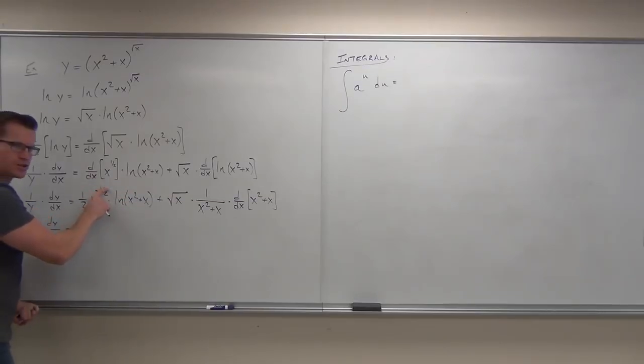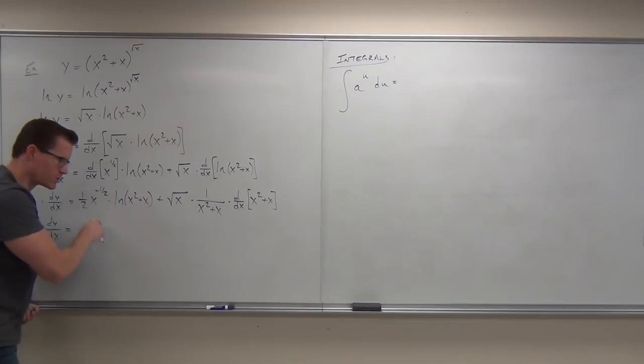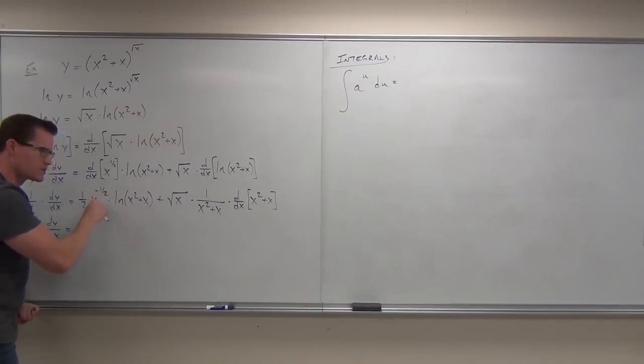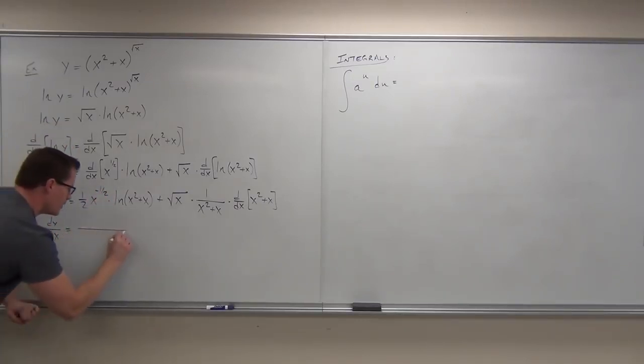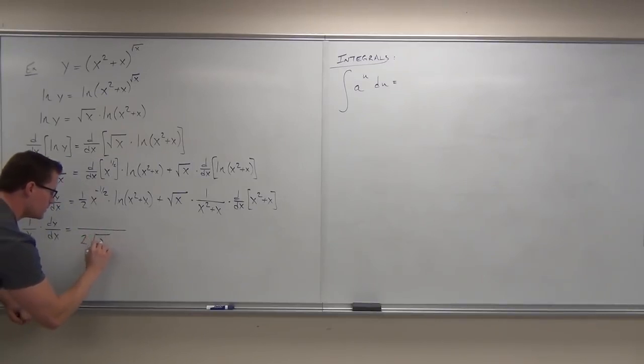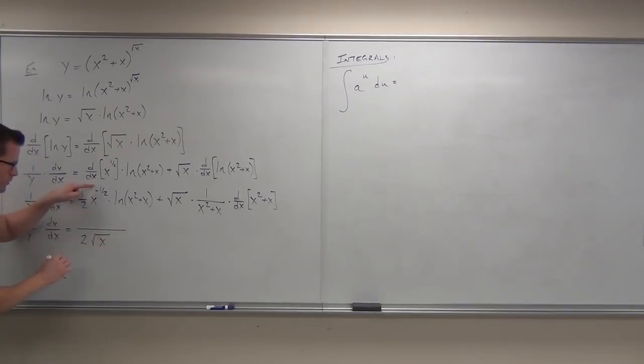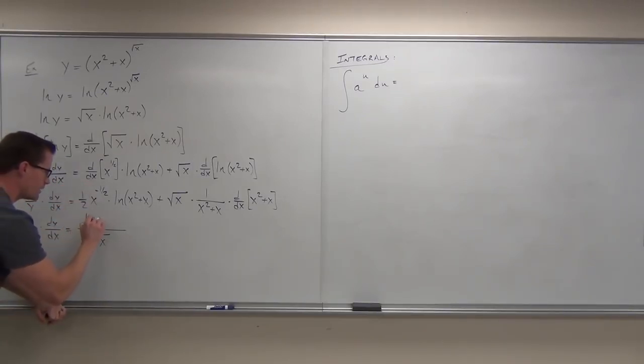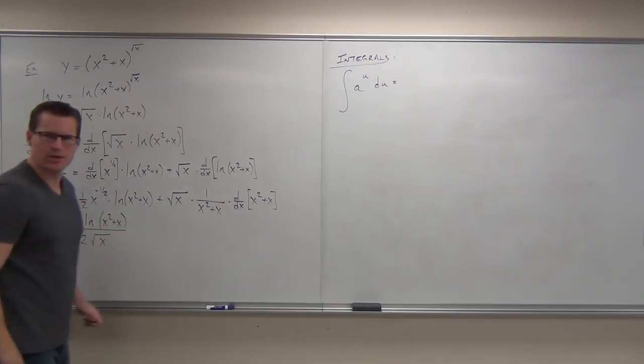We can actually change this right here if you want to. Move the parts that should be on a denominator to the denominator. So the 2 on a denominator, x to the negative 1/2, 1 over 2 square root of x. Here's our 2, here's our square root of x on the denominator, and we have ln x squared plus x. We okay with that one?